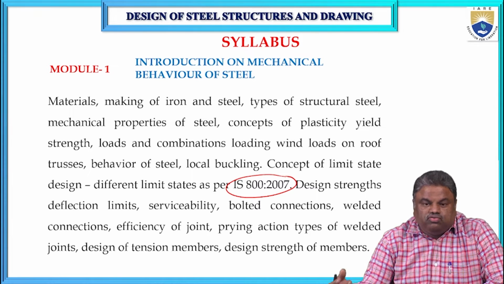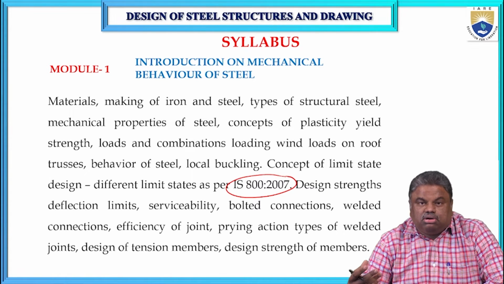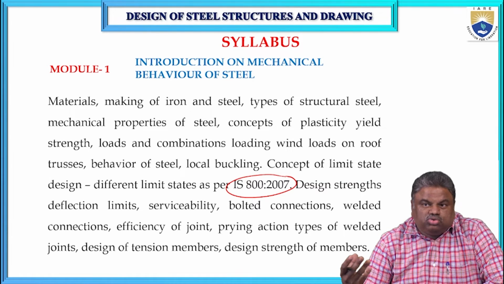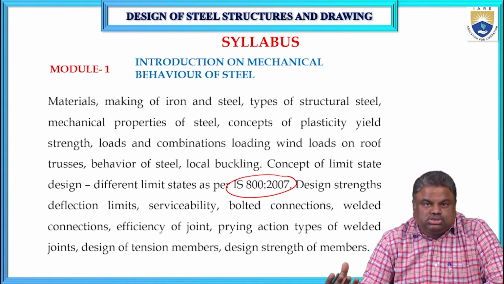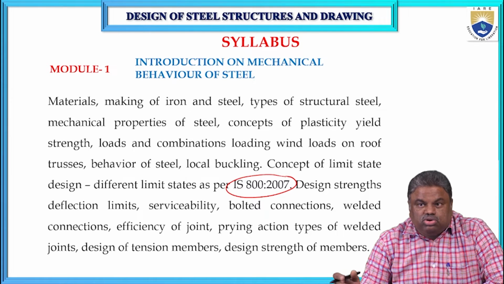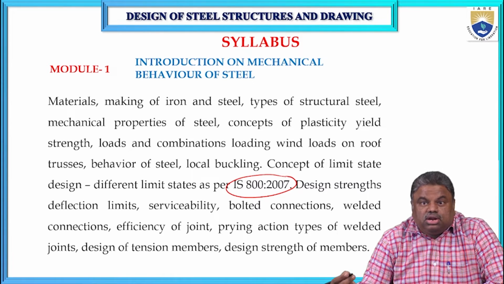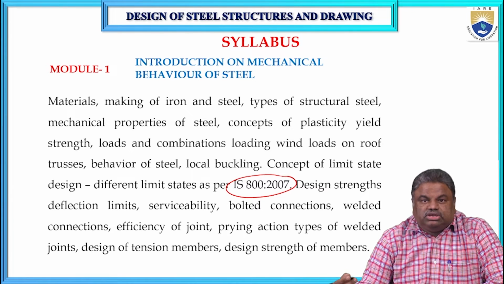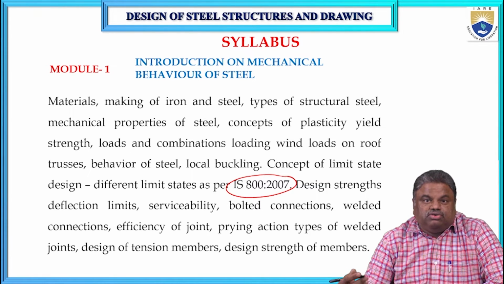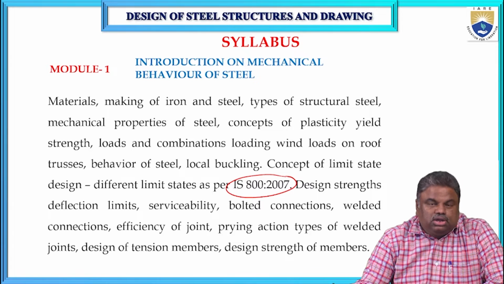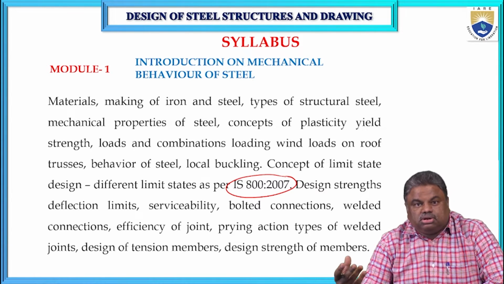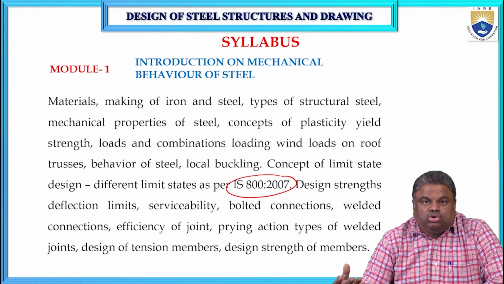So for example, if you take an L section or I section or a channel section, how much load is it going to take? That's what we are going to see: how to calculate the strength of those members, and what the deflection limits are. For example, if you have so many structural elements like tension members, compression members, what are those deflection limits?